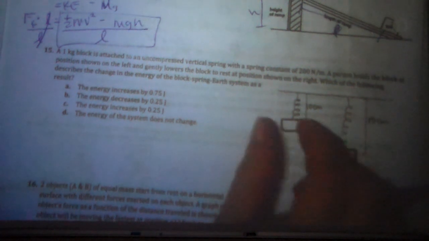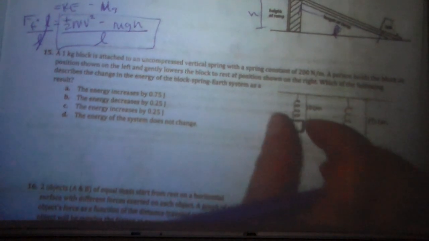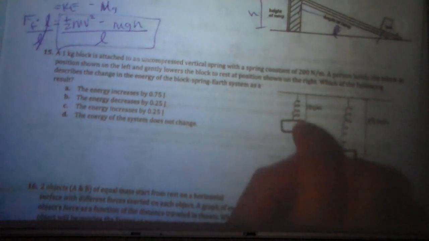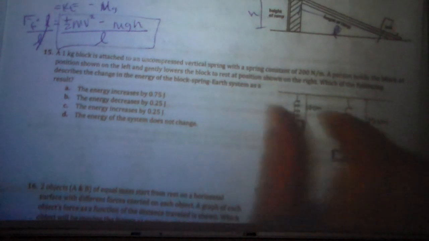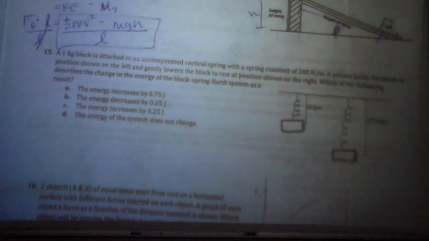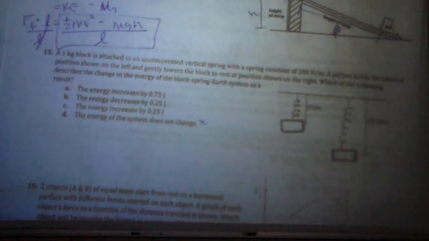lowers. So when I see that, I see energy not conserved here because the person is coming in and changing that. If the person didn't do that and you attached a block, then it would just go down fast. But this one is slowly lowering, so energy is probably not conserved here.